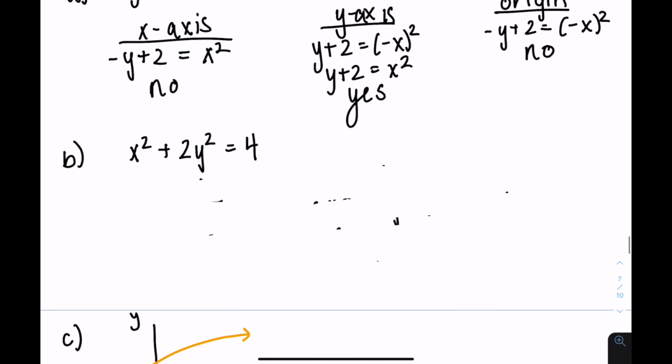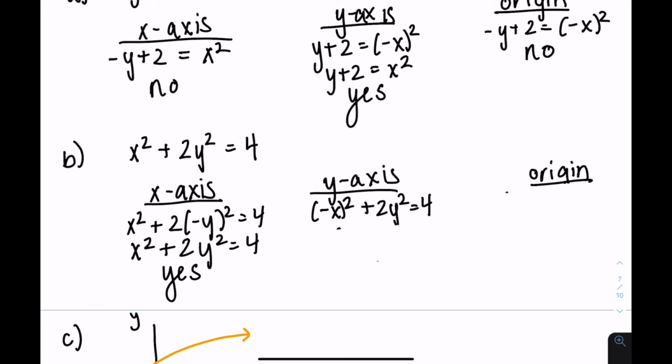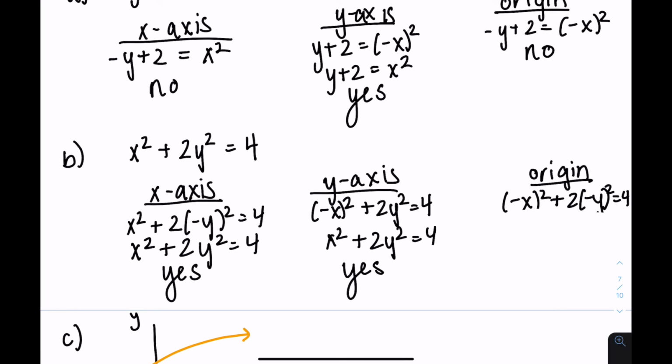If we look at this next one, same thing. We're going to test for x-axis, y-axis, and then origin. So for x, I replace y by negative y, but I'm going to take negative y and square it, so really it disappeared. So we do have x-axis symmetry. For y-axis, replace x by negative x, but when you square a negative number, it's going to destroy that minus sign, so we also do have y-axis symmetry. And for origin, I replace both of them, and since I'm squaring both of these negatives, you get the exact same thing back, so we have origin symmetry as well. So this is why once you find one, you still have to test the others. Don't forget about those.